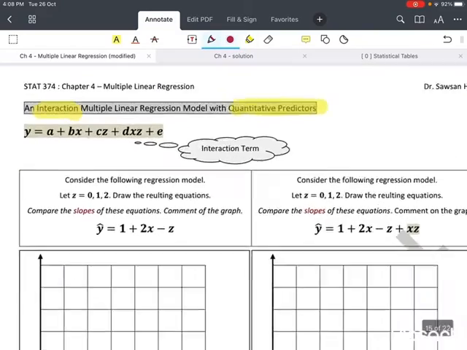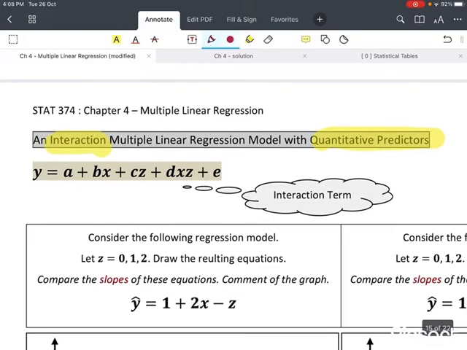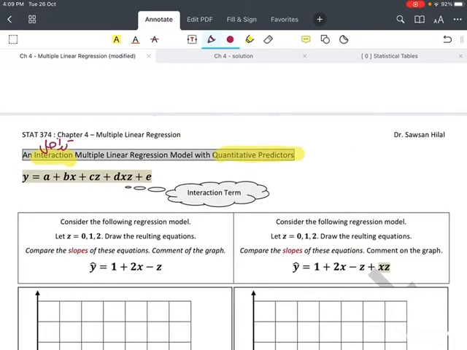What's the meaning of interaction? Interaction هو شنو؟ تداخل المالتيبل linear regression model اللي احنا استخدمناه مع something called quantitative predictors.